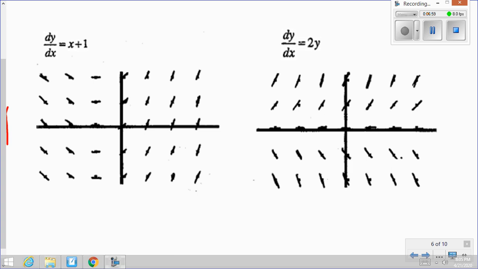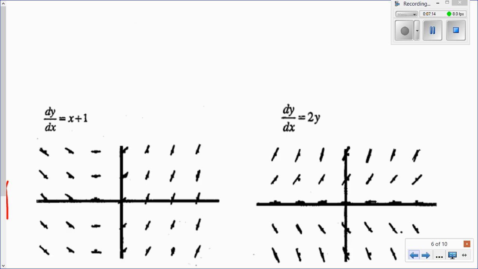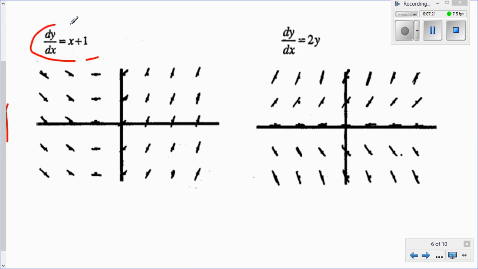The next thing we're going to look at is being able to match a slope field with the differential equation that you use basically to create that slope field. So there's a couple things I want to point out in the previous three examples that we did. When you created the slope field for dy/dx equals x plus 1, if you look at the slope field, there's something that I want you to notice.